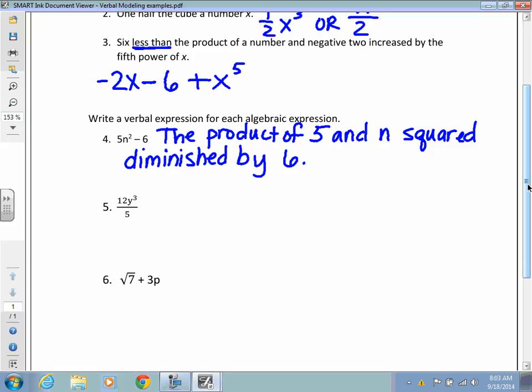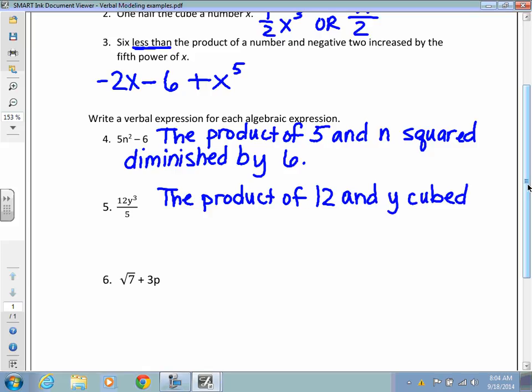All right, for number 5. Again, there's multiple ways to write this, but this is one version. The product of 12 and y cubed divided by 5. You do not have to use words for the actual numbers. But you do have to use words for everything else. So your big numbers, you can actually write them as numbers, but then all your other stuff needs to be written as words. Okay, so for number 6.